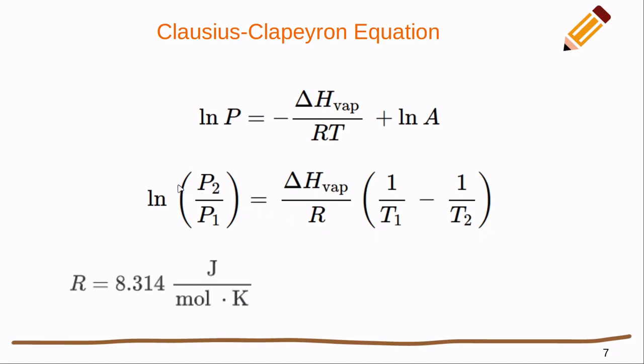This is just one of our classic examples where we're going to have to list out all of our different variables, decide which of these 2 equations we're going to use, and then start plugging and chugging our values in. It is important to remember that the R that we're going to use for this is going to be this one right here, where we have joules, and that's going to cancel out the joules that we're going to see in the enthalpy of vaporization.